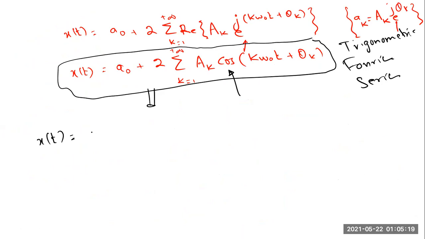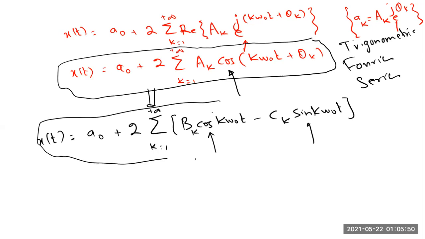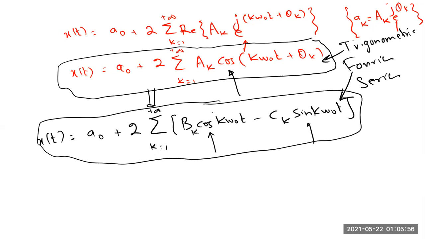X of t can also be represented as a naught plus 2 times the sum over k equal to 1 to plus infinity, and you get vk cos k omega naught t minus ck sine k omega naught t. So sometimes you will see a Fourier series involving both sine and cosine functions. Actually, that is derived through this particular form. So this is the trigonometric Fourier series.